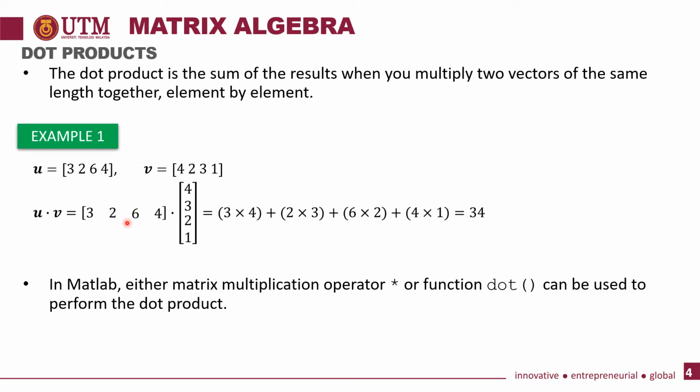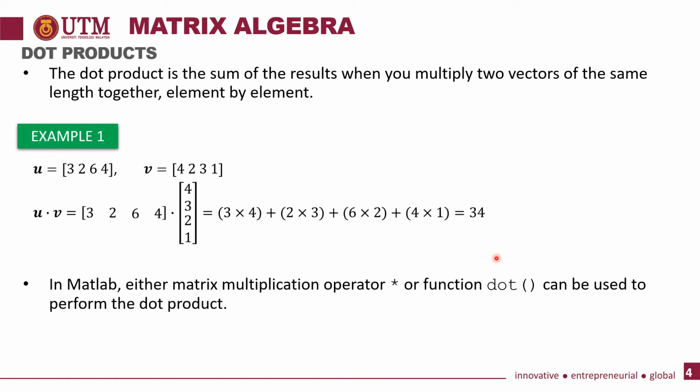In mathematics, the dot product is represented like this: 3 times 4 here, and then you add it with 2 times 3, and then you add it with 6 times 2, and then you add it with 4 times 1. You add it together and you will get only a scalar answer. For a dot product, you don't have a matrix answer, you only have a scalar answer. So this is the dot product representation in mathematics.